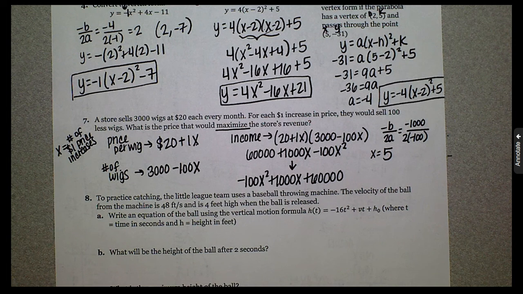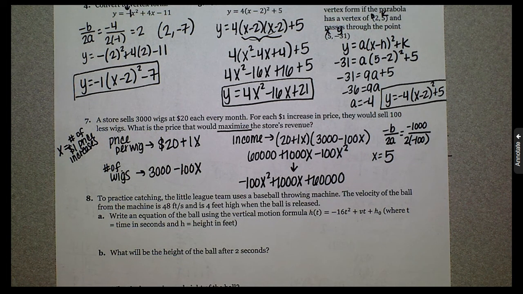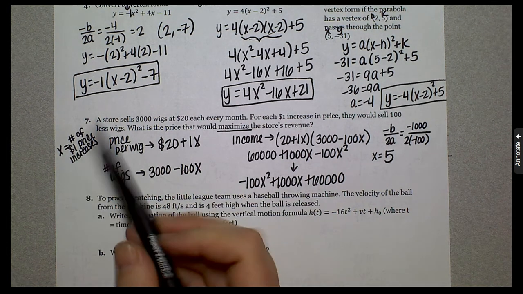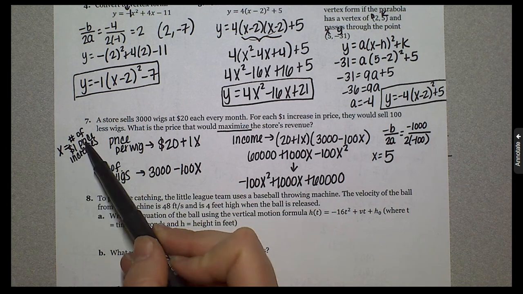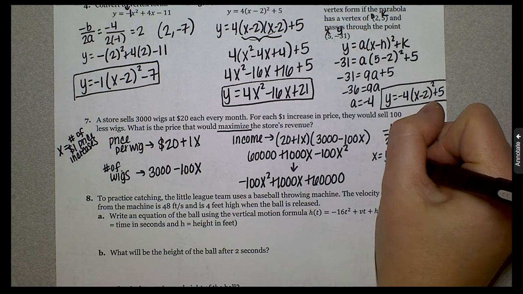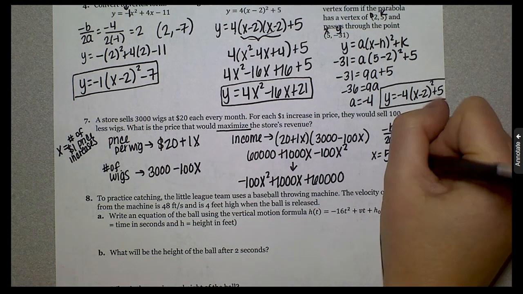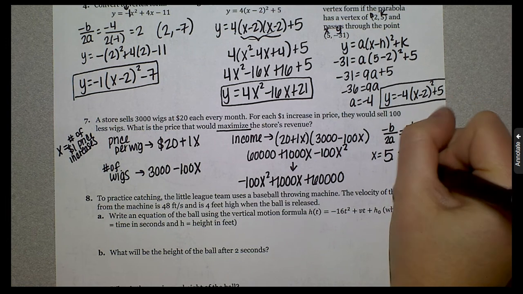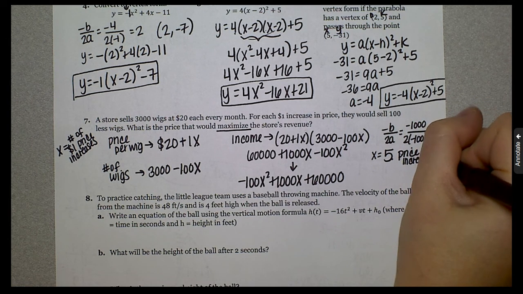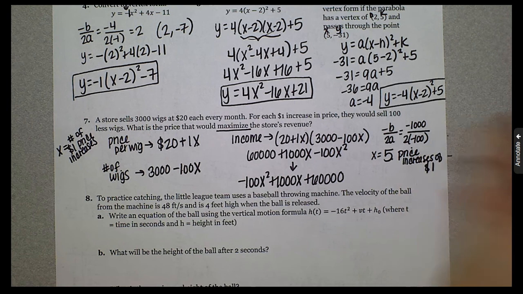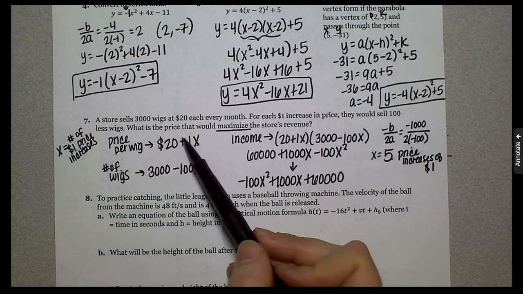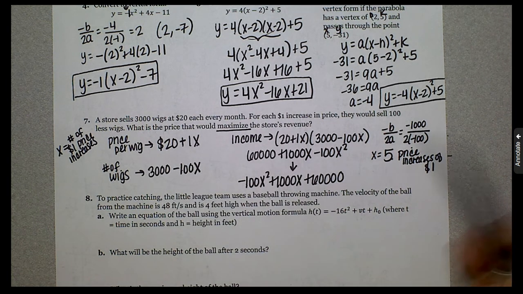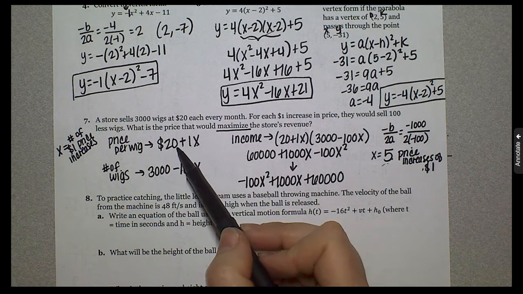This is why I like labeling, because at the end you might wonder, what is that? Is that the price? Is that the number of wigs? Is that the people? But if I go back and remind myself, that's the number of $1 price increases. So he can have 5 price increases of $1. Okay, so what is the price that would maximize the store's revenue? Well, if he had 5 $1 increases, he could increase it $5. So that would be $25.